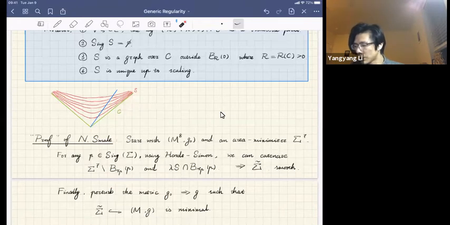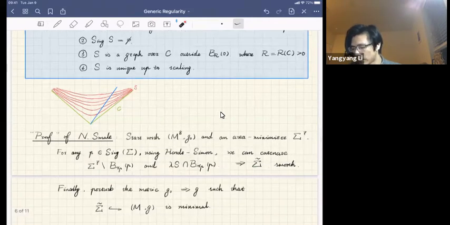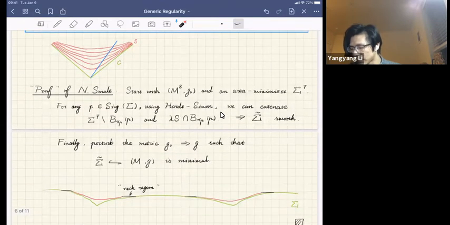Then we try to concatenate sigma minus this open ball, and also some scaling of the S that we've constructed in the Hardt-Simon theorem, and then we will get some smooth sigma tilde. So maybe we can take a look at this picture.